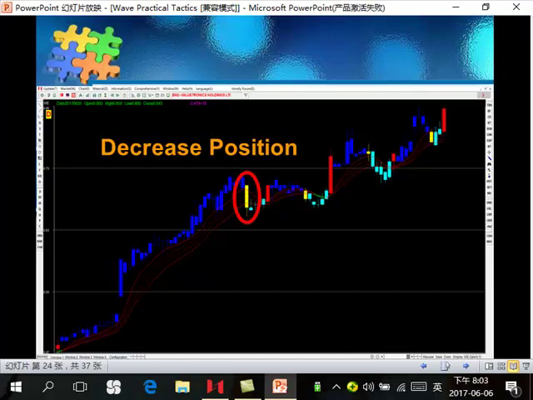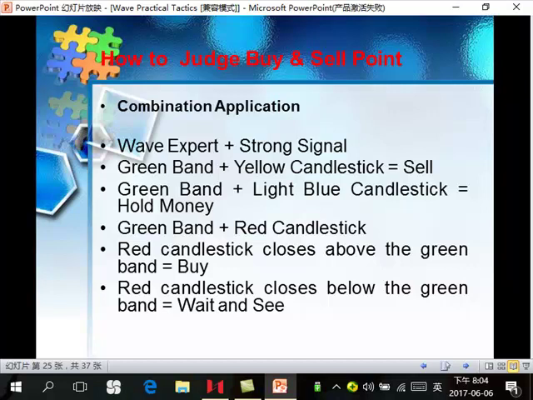How to judge the buy and the sell point? Wave, expert, and strong signal. Firstly, green band, yellow candlestick, you must sell. Green band, light blue candlestick, you should hold your money. Green band and the red candlestick, buy or not? Not, better not to buy. But they have two situations. Red candlestick close above the green band, you can buy. But red candlestick close below the green band, wait and see.